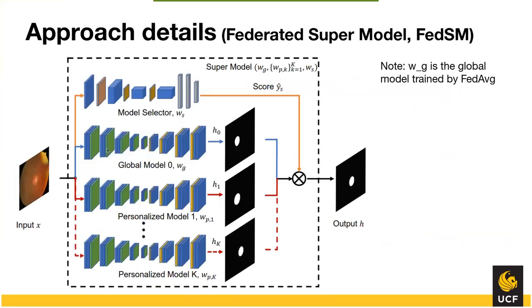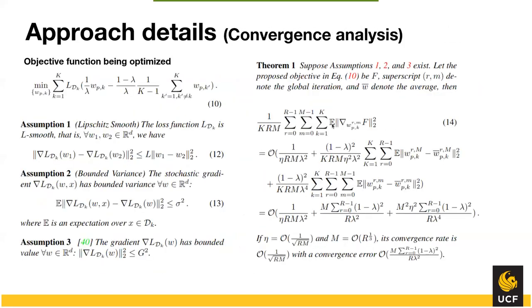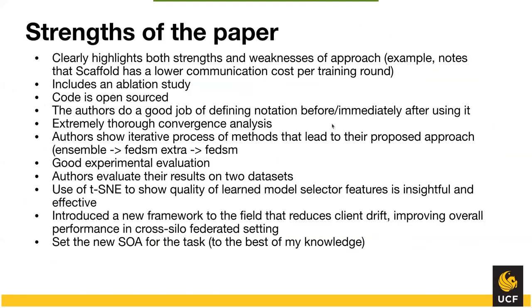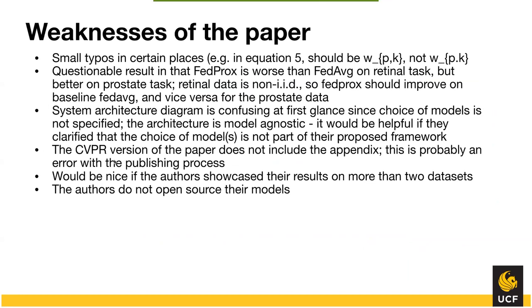Looking at this at first, I thought it was unclear that they didn't specify what models were used, what the shape of these feature maps were, but the models used in the framework are not part of the proposed approach. So I just thought it could be clearer initially when they were describing that. And the CVPR version of this paper does not have the appendix, maybe some issue with the publishing process. The authors don't open source their models, but I don't know how much benefit there would be from that.